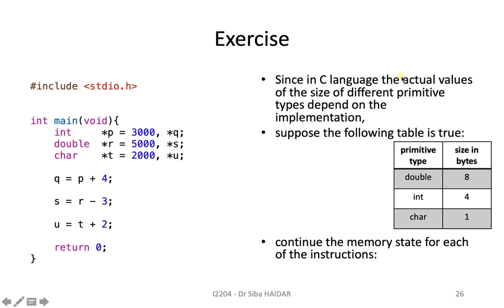Since in C language the actual sizes of the different primitive types depend on the implementation, let's make this supposition. Suppose the following table is true. Suppose that the primitive type double occupies 8 bytes in the memory. The primitive type int occupies 4 and the primitive type char occupies 1 byte in the memory. And the question in this exercise is to continue the memory state for each of the instructions.